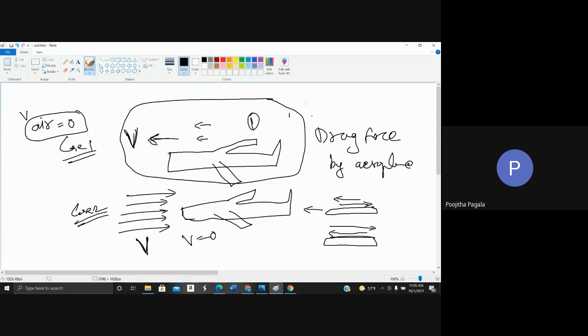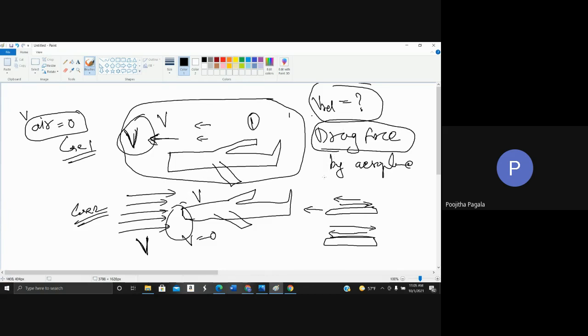So in both the cases, the first question you need to ask is relative velocity enti. Ante what is the velocity of airplane with respect to wind or with respect to air? So ee case lo v ne, and second case lo kuda velocity v ne. So in both cases the drag force is going to remain the same, because drag force depends on the relative velocity and not the absolute velocities. Is this point clear? Yes, sir.